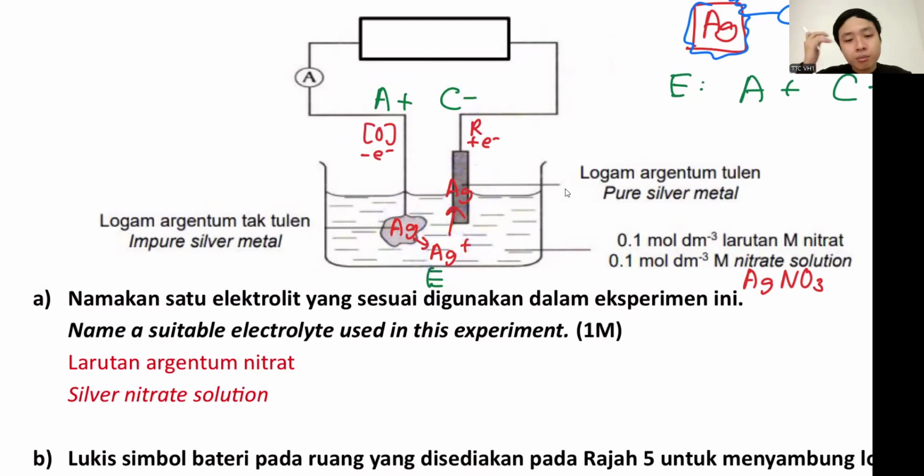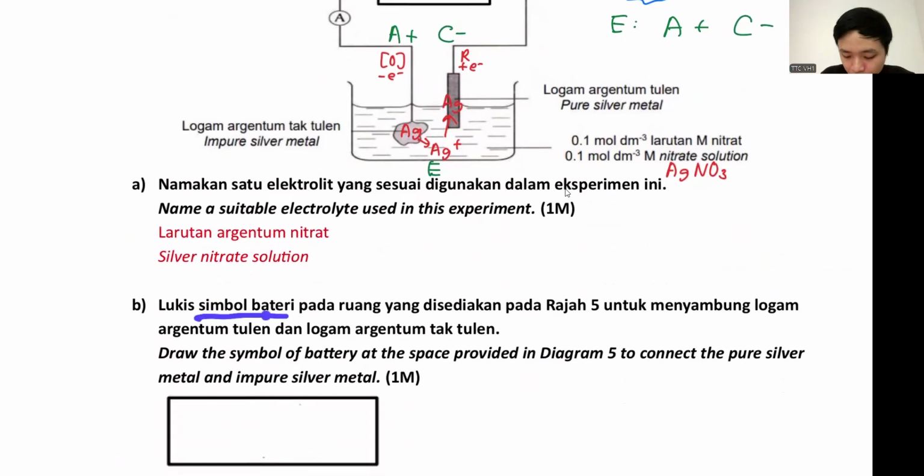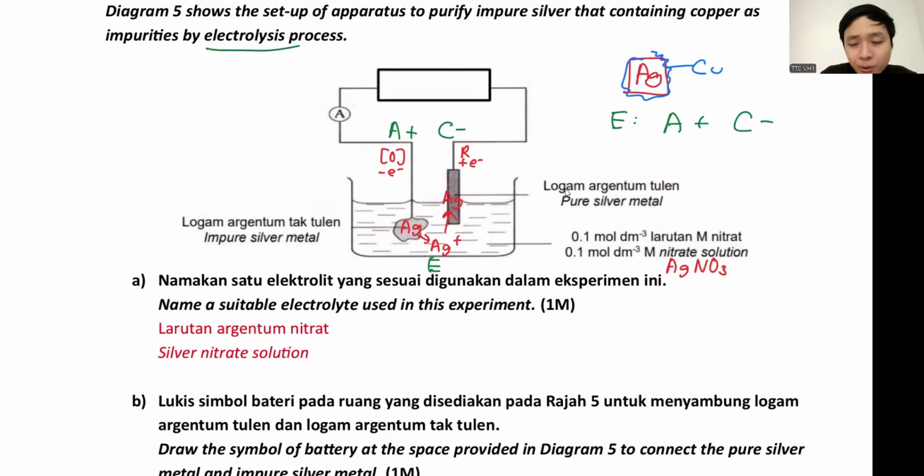That's it. So they ask you to draw the battery in the space here. So simple. Electrolytic cell, anode positive, cathode negative. So how do you draw it? The long line you draw at the left side, the short line you draw at the right side. That's it. This is B.